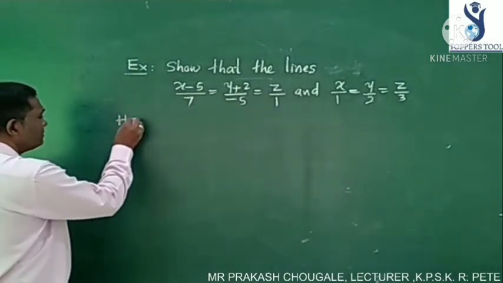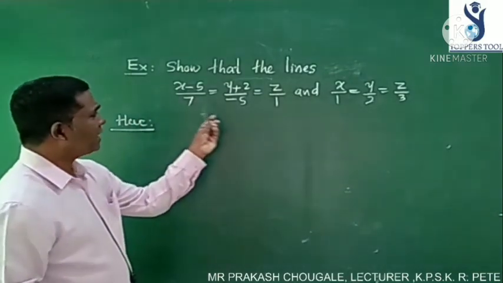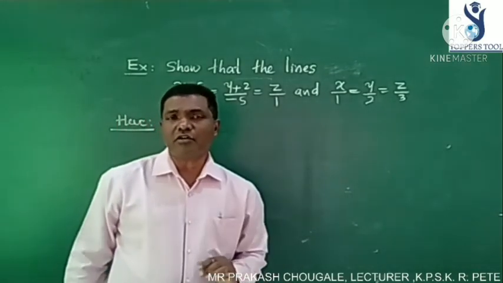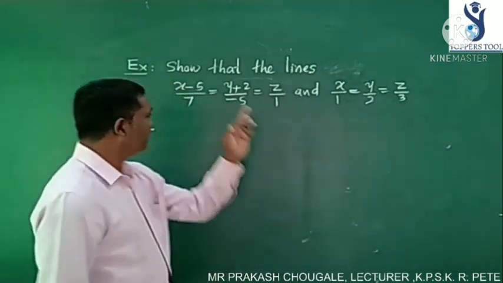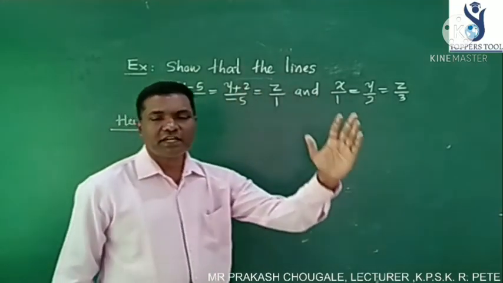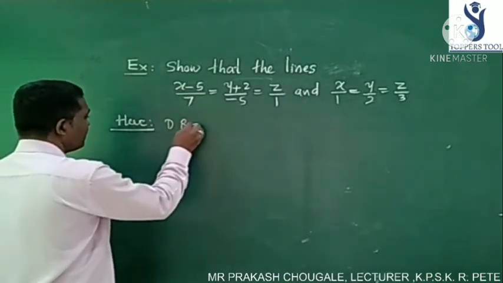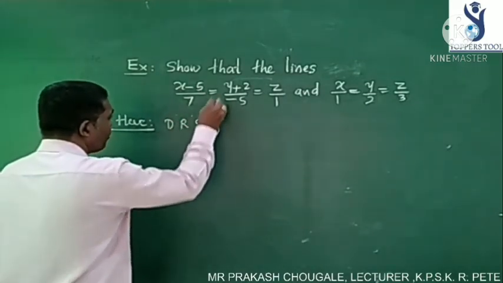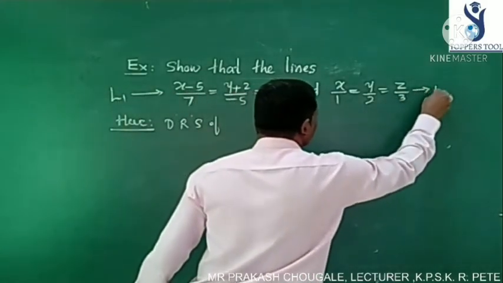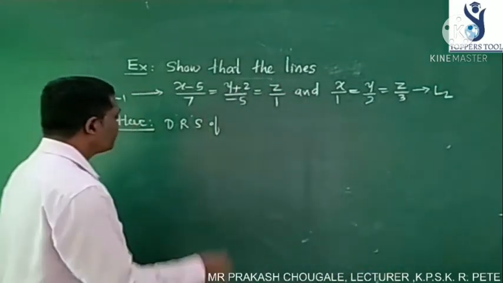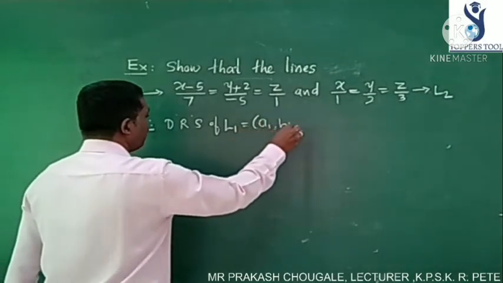So let's see here. Looking at this, are they in the standard form or not? That means (x − x1)/a; first see the coefficients of x, y, z. If they are 1, 1, 1, then you can write the direction ratios immediately. So here, what are the DRs? I can call this L1 and this line L2. Okay. So the DRs of L1, I can denote by a1, b1, c1.